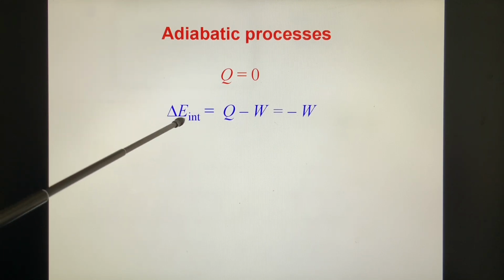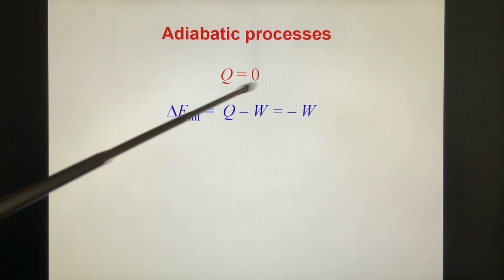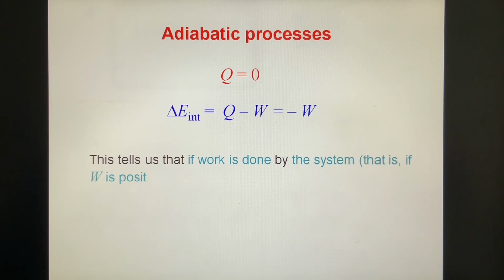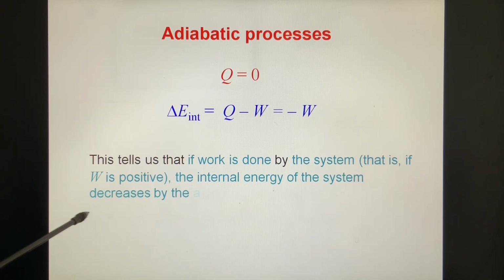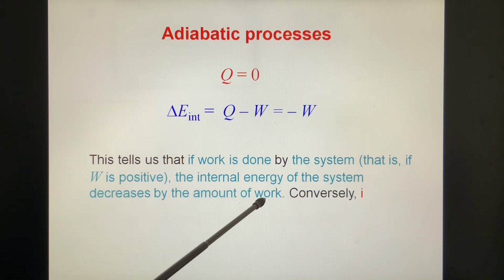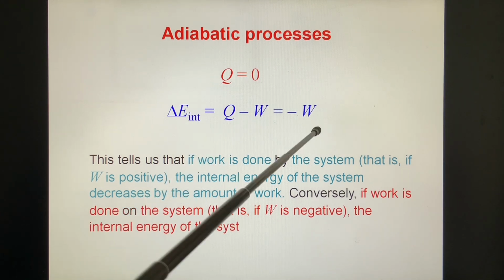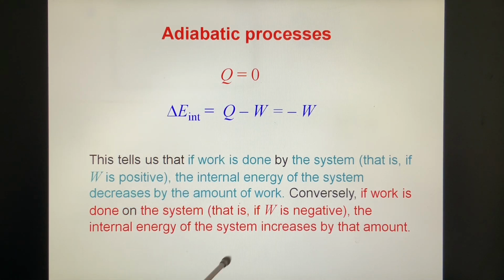In adiabatic processes, Q equals 0, so delta E internal equals Q minus W equals minus W. This tells us that if work is done by the system, that is, if W is positive, the internal energy of the system decreases by the amount of the work. Conversely, if work is done on the system, that is, if W is negative, the internal energy of the system increases by that amount.